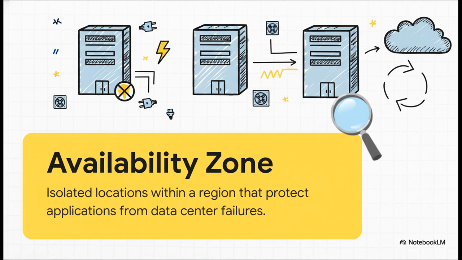See, within a single one of those regions, you have what are called availability zones. Think of them as completely separate, isolated data centers. They each have their own power, their own cooling, their own network. So if something bad happens in one of them, like a power outage, your apps don't even blink. They just keep running in another zone. That's the secret sauce to the cloud's famous high availability.